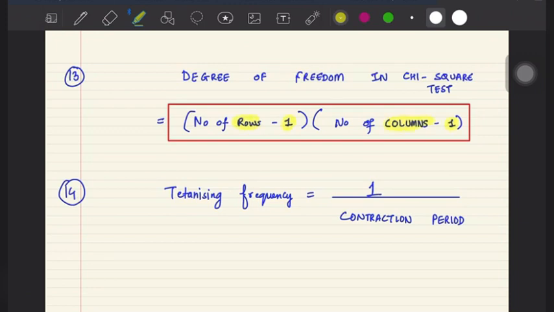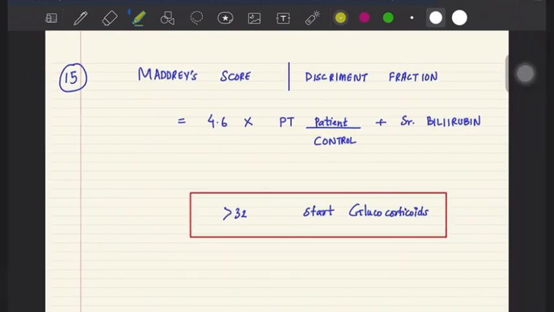14th formula based question is on tetanizing frequency. It is given by 1 upon contraction period. And the last formula based question of this video is calculation of Maddrey's score or discriminant function. It is done in patients with chronic liver disease.